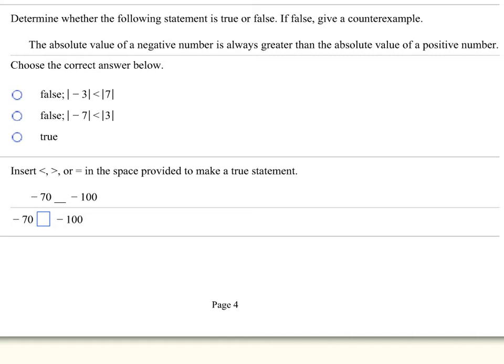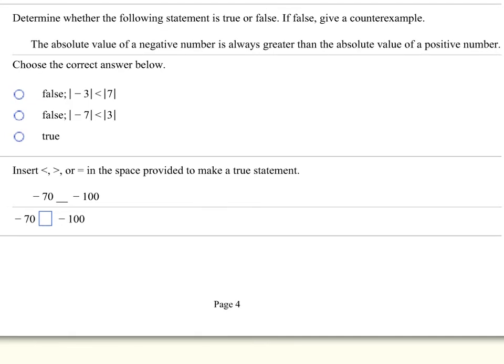Now, before we do that, let's just go ahead and work out the other two false examples and see if this statement is true. So the absolute value of -3, we know to be 3. And then we have the less than sign, and the absolute value of 7 is 7. So the absolute value of this negative number is not greater than the absolute value of the positive number 7. So this is the right answer.